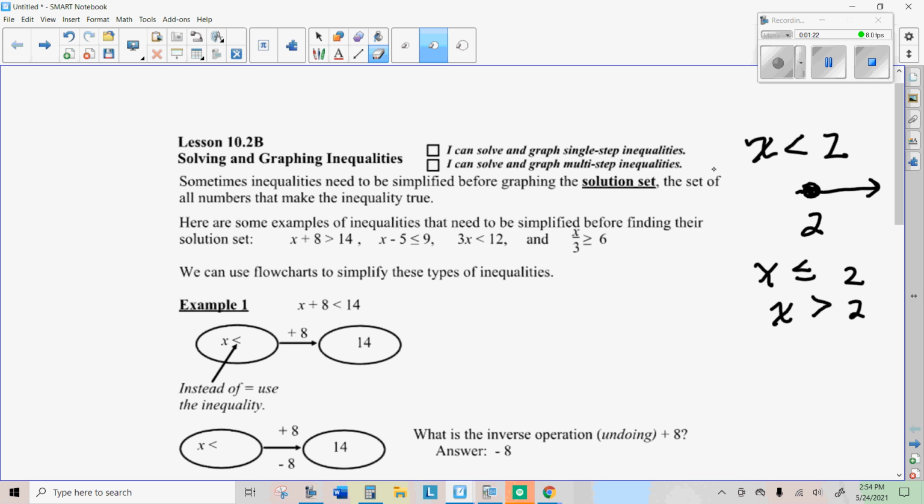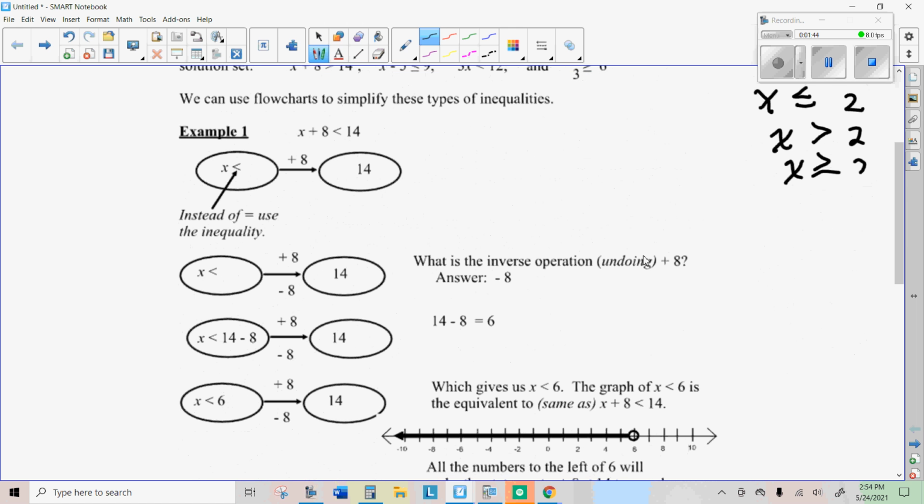And it would be an open circle, like that. And then greater than or equal to would be a closed circle, like that. All right.